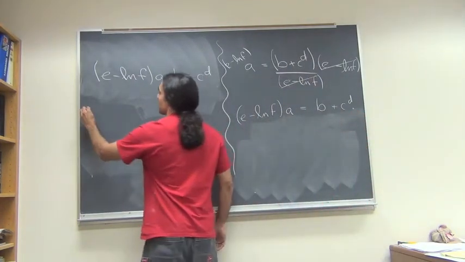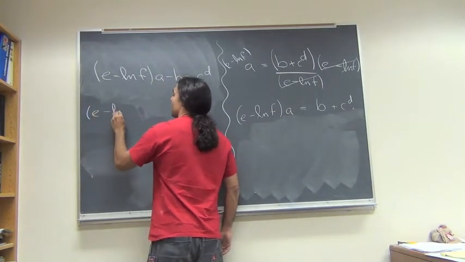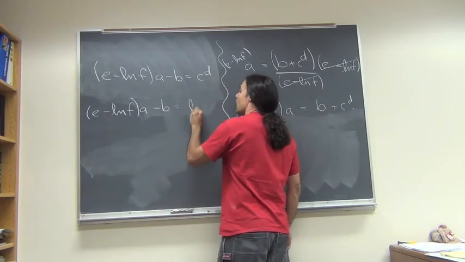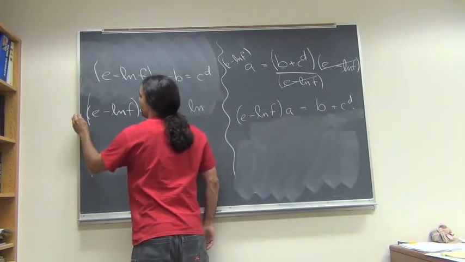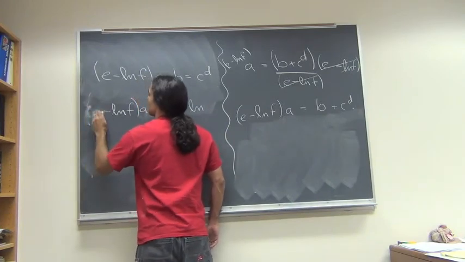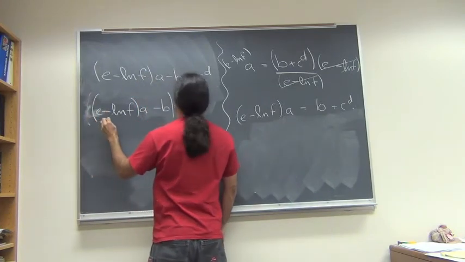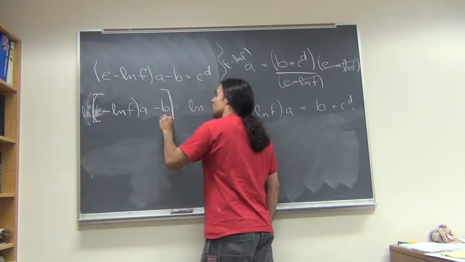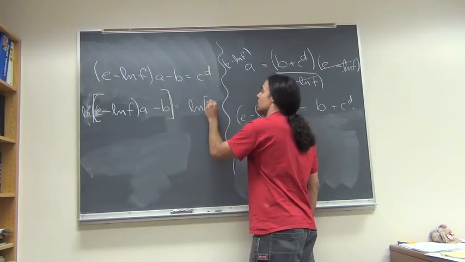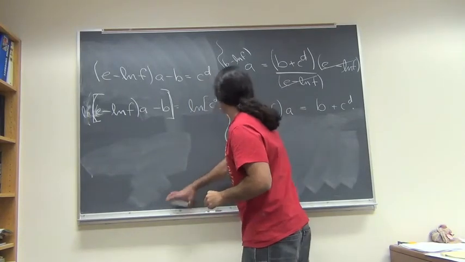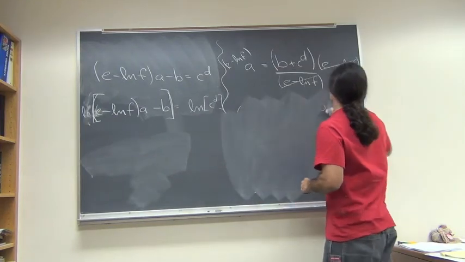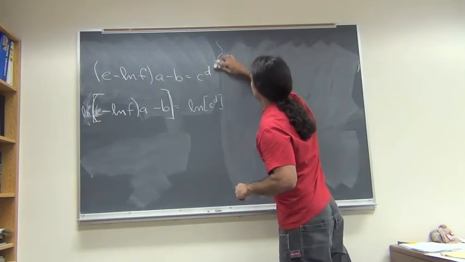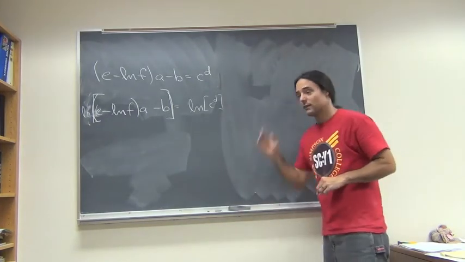So here's how we do that. I'll write this again. e minus log f times a minus b equals c to the d. I'm going to take the log of both sides, so I'm out of room here. I'm going to take the log of this side. I'll take the log of this side. I'll get log of c to the d.